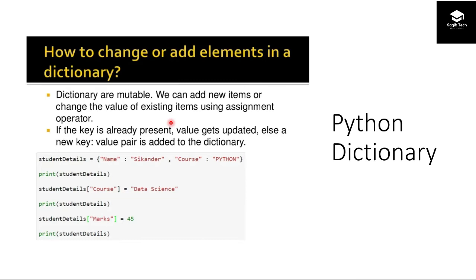So adding elements is also very simple. For example, you have created a student details dictionary with the name and course. Now you want to update the course. Okay, so if you are writing student details of course is equal to data science, before it was Python, now it will become data science because we can't add course two times. So if you are writing course again, it will be editing that. Okay, or you can say it will not duplicate. Okay, it will change that value.